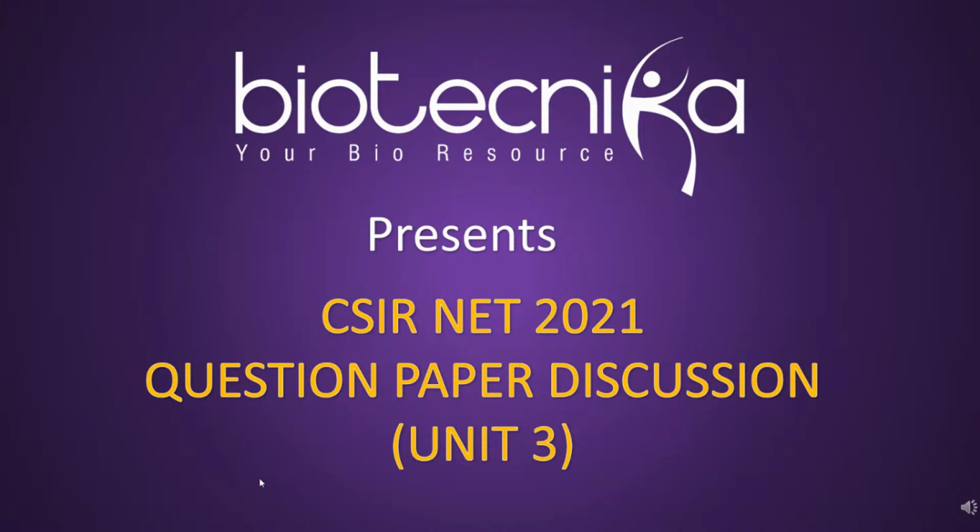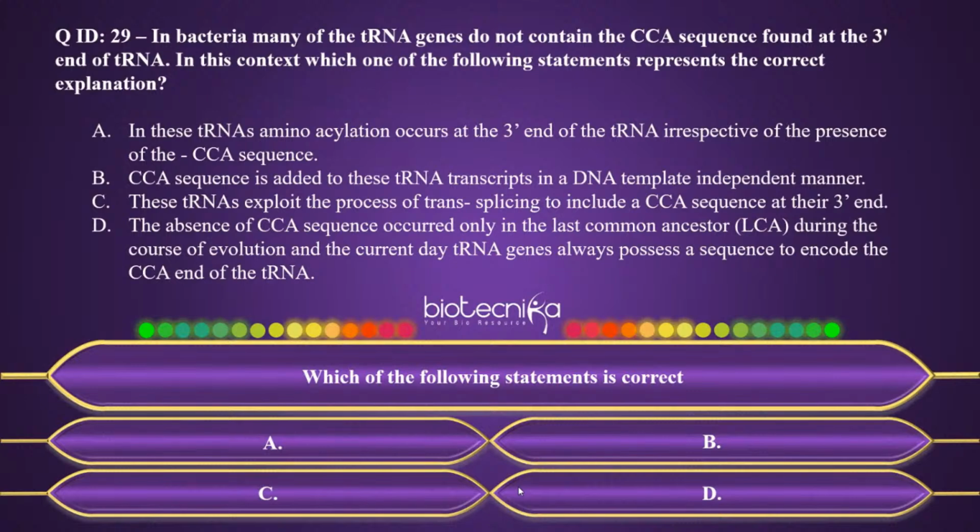So today I've come up with the CSIR NET 2021 paper, which was held on 17th February. We'll be discussing the questions that came from Unit 3, from Part A, Part B and Part C. The first question we'll be doing for shift 1 and shift 2, both of the papers.